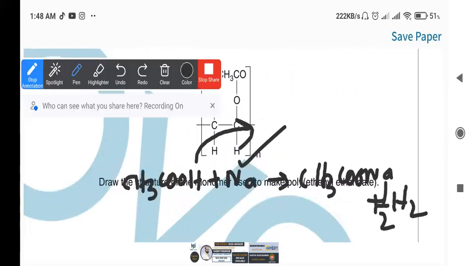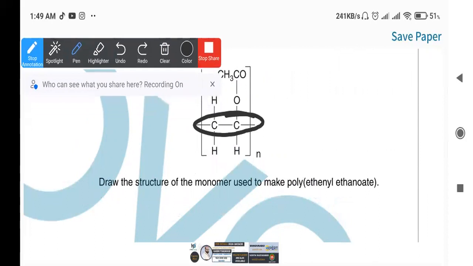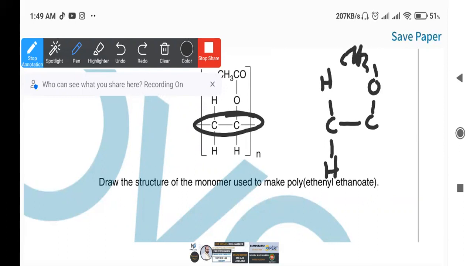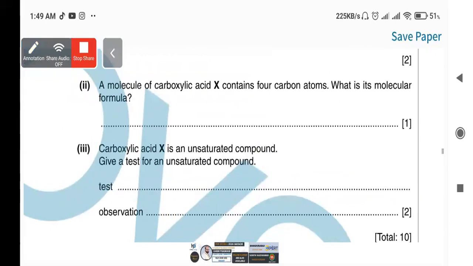Okay, so this is an addition polymer, right? Because in the middle we see only carbon atoms. If in a polymer you find only carbon atoms in the middle, then that is an addition polymer. Now how to draw the monomer? Just draw that part containing the carbon atoms only and draw the atoms attached to them. O, then CH3CO, then H, and put a double bond. Okay, this is the structure of the monomer. Just find out the repeating part and then draw it like that.